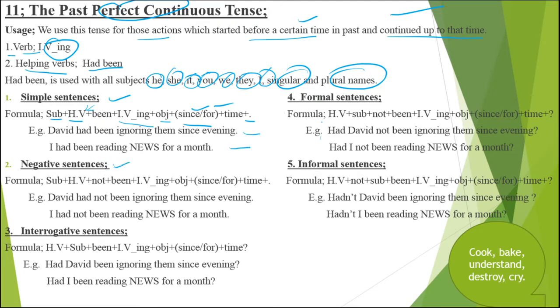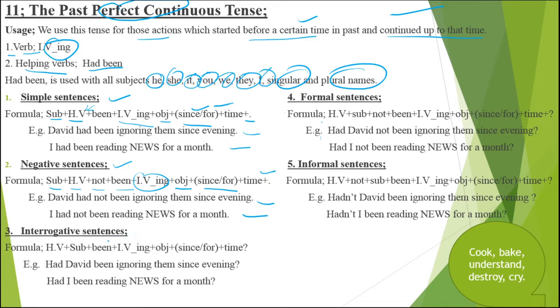Next, we have got negative sentences. Those sentences in which we deny the statement, reject the statement, or refuse the statement are called negative sentences. Formula for them: subject, helping verb, not, then been, first form with ing, object, since and for, time and full stop. Like, David had not been ignoring them since evening. I had not been reading news for a month.